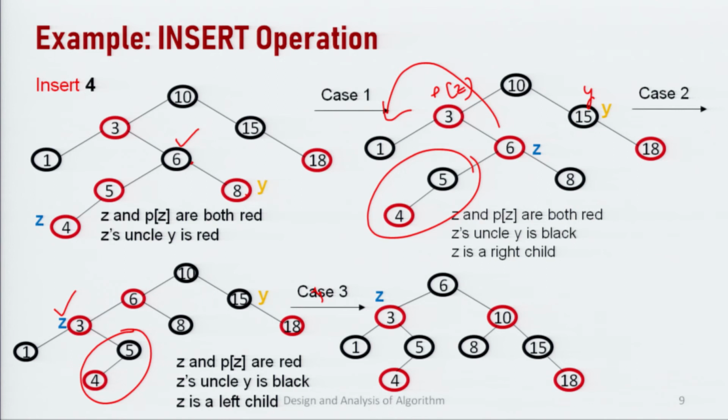We recolor the color of parent and also the color of grandparent. So, the color of 6 will become black, just see here, color of 6 will become black and color of 10 will become red. Then we will perform the right rotation with respect to parent of z. Using this node we will perform right rotation. So, 6 will become parent and 10 will become the right child. Now, the right child of this 6 will become the left child of 10 over here, just see.